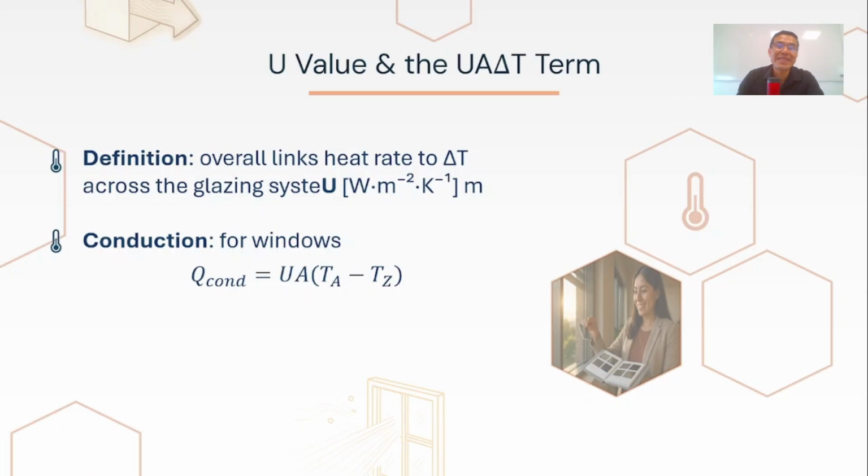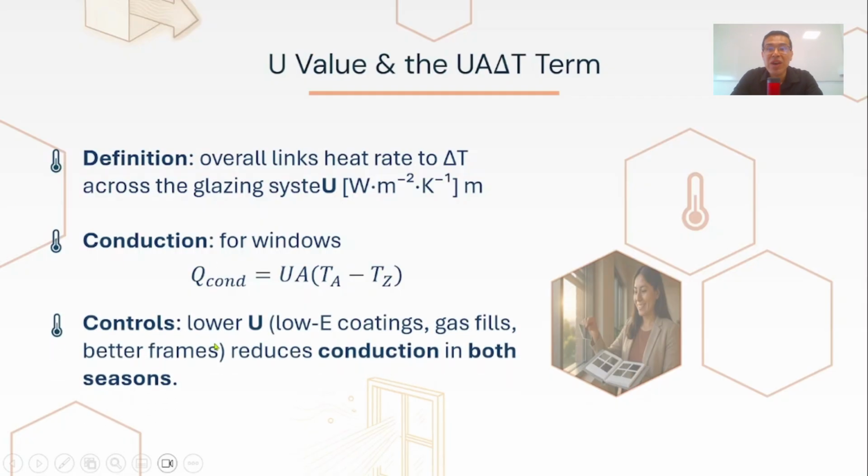Because this term is about the temperature difference, it's always working, day or night. The good news is that you have control over this. By choosing a window with a low U value, you can reduce heat loss in the winter and heat gain in the summer. We can achieve this with things like special low-E coatings on the glass, filling the space between the panes with an inert gas like argon, or using better insulated frames.